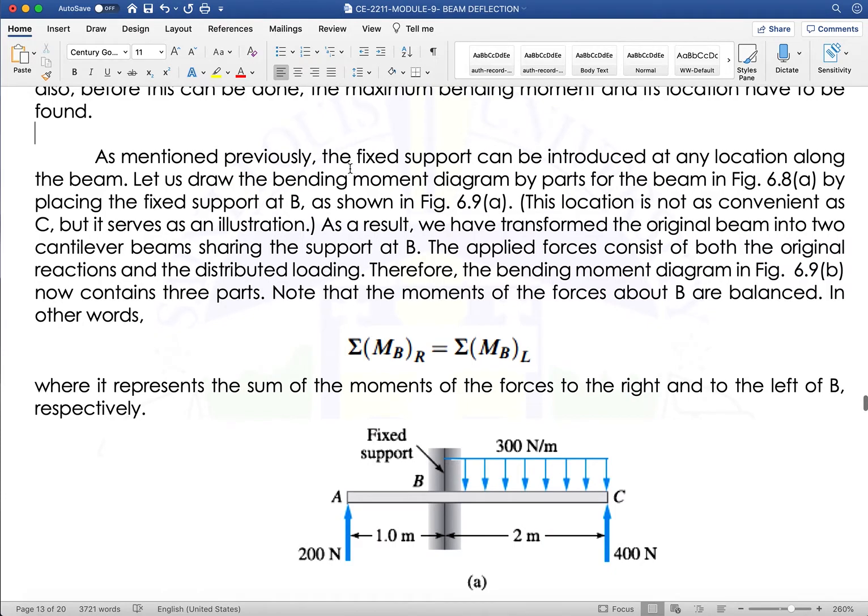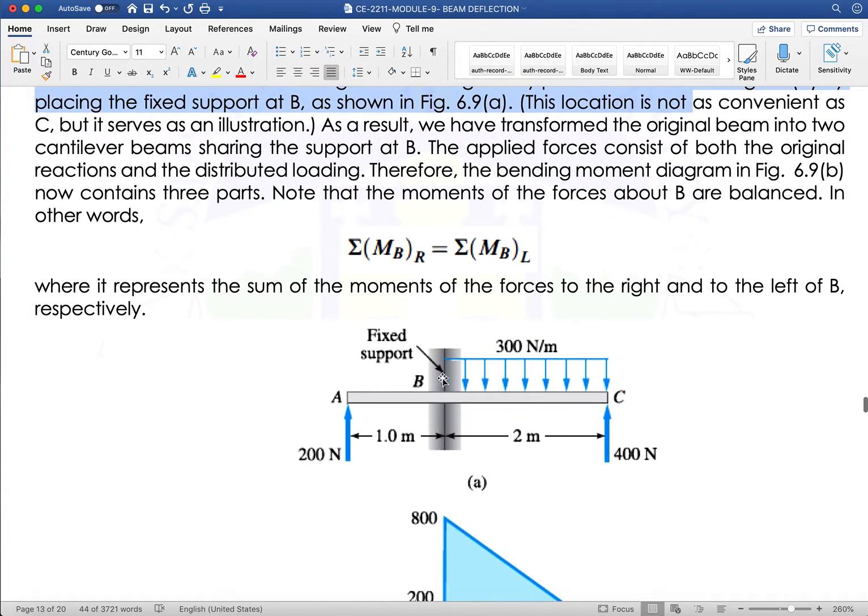As mentioned previously, the fixed support can be introduced at any location along the beam. Let us draw the bending moment diagram by parts for the beam by placing the fixed support at B. So here you place it here, B. Okay. This location is not as convenient as placing it at point C, but it serves as an illustration.